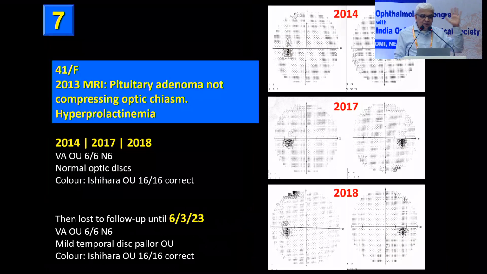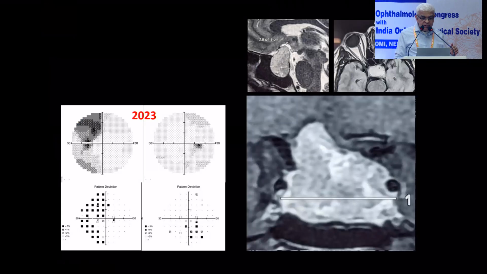Okay. This is a patient already known with pituitary adenoma, saw him in 2013, and they used to come for follow-up saying, is the optic chiasm being compressed or not? And as you can see over the years, his vision has been maintaining well and everything is okay till 2023, and he was lost to follow-up in between. So 2023 when he comes, this is how it looks.